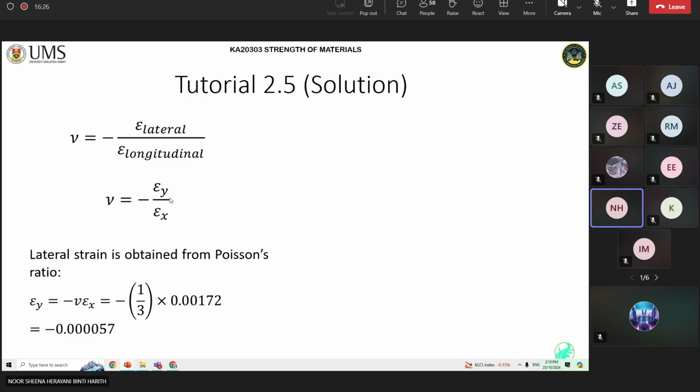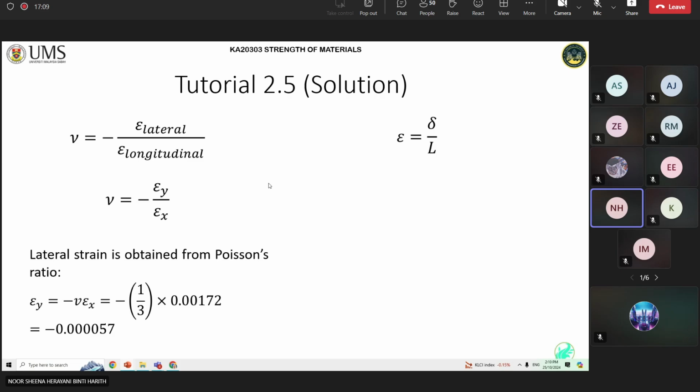Epsilon lateral is what you need to calculate. You need to figure out the value for the epsilon lateral. So rearrange this equation and we get epsilon y equals minus nu times epsilon x. So this equals minus 1/3, the Poisson's ratio, times the epsilon x which we calculated earlier. So this is the value of epsilon lateral, which is minus 0.000057.